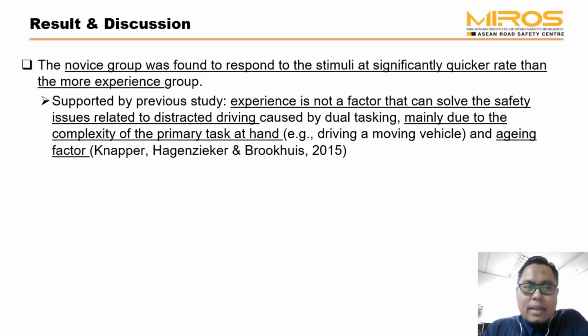Other findings show that the novice group was found to respond to the stimuli at significantly quicker rates than the more experienced group. This finding is supported by a previous study whereby experience is not a factor that can solve the safety issues related to distracted driving caused by dual tasking, mainly due to the complexity of the primary task at hand, that is driving a moving vehicle, and also the aging factor, according to Knepler, Hagenzieker, and Brookhuis 2015.